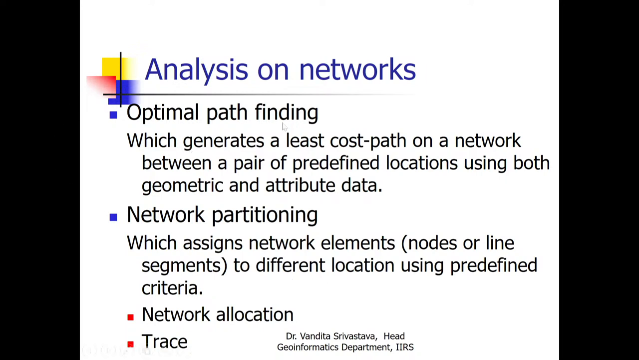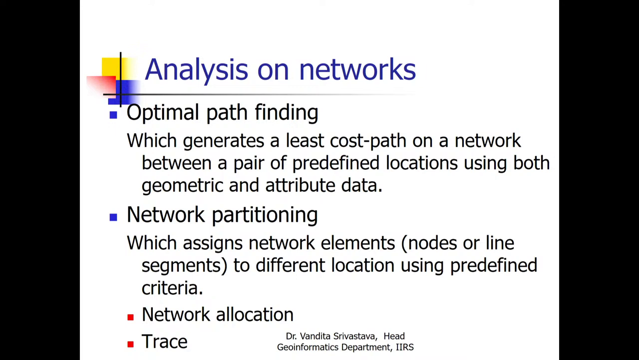And what kind of analysis can we perform on networks? We can perform optimal path finding and network partitioning. These are the two basic categories. So optimal path finding is generating the least cost path on a network between a pair of predefined locations. So I have points A and B, and I want to find the optimum path to reach from A to B in the fastest manner. I could take this criterion of fast as time or distance, or maybe even scenic beauty if I'm a tourist. So I can even take some other parameters, but usually we define the impedance in terms of distance or time.